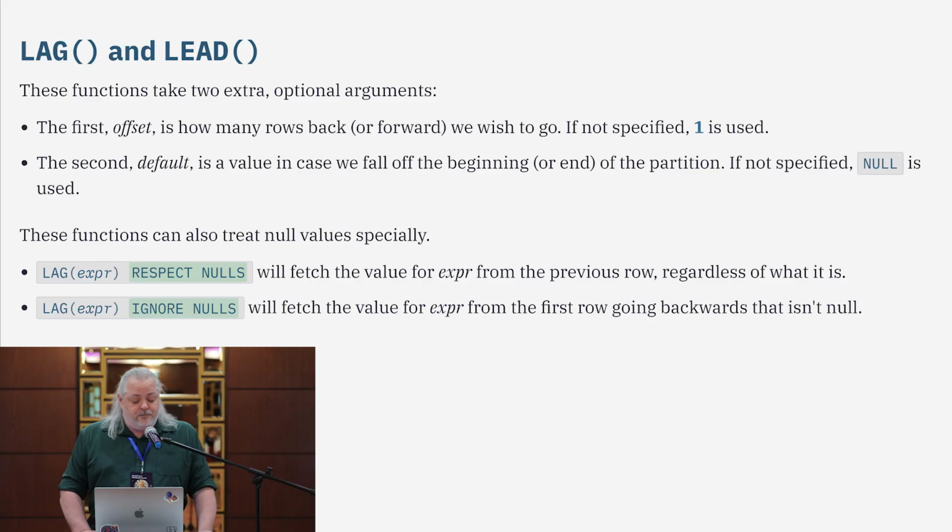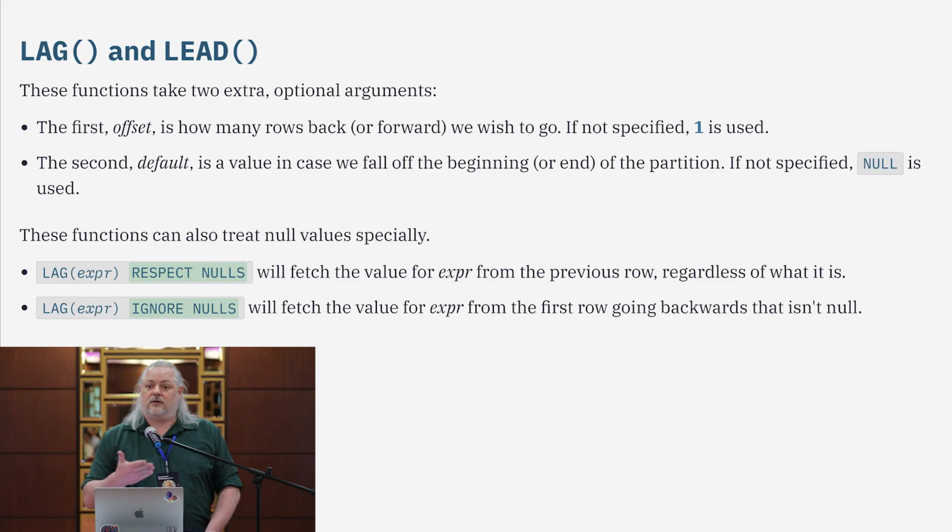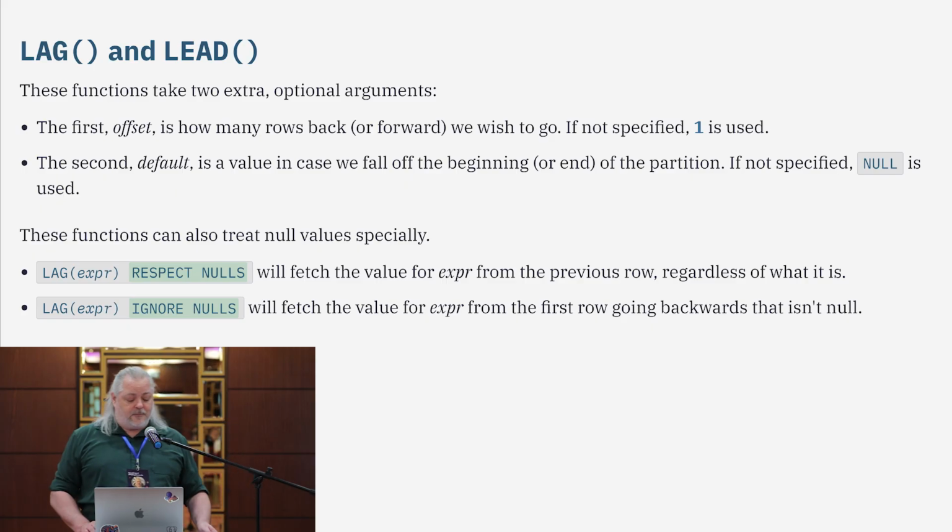We can also say ignore nulls on these. Oops, I'm on the wrong slide. Right. We can also say we want to respect nulls or we want to ignore nulls. What this means is that if we just do a regular lag, it'll go to the previous row. But if the value that we're looking for at that row is null, and we say ignore nulls, it will go to the next previous one and keep going until it finds a row that's not null, and that will be our lag 1, or lag whatever we put in the second argument.